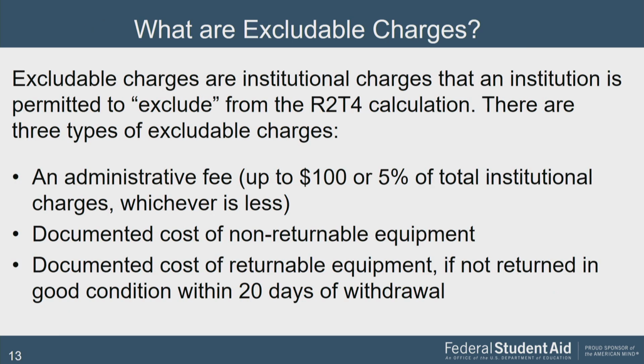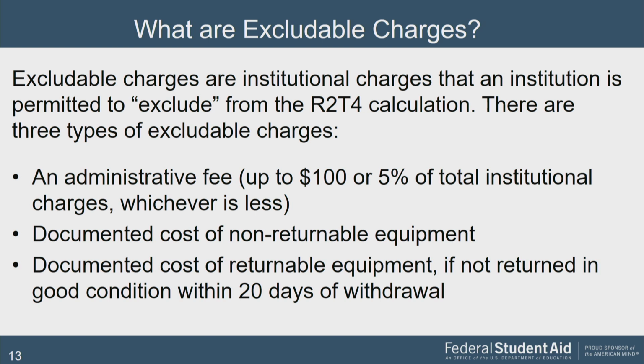So the final category, excludable charges. There are a very small number of things that we call excludable, and this actually only has application to the return of Title IV process. So excludable charges are charges that an institution can exclude from the R2T4 calculation, and there are really only three types of these. An administrative fee up to $100 or 5% of total institutional charges, whichever is less. The documented cost, and that's the cost of the institution, not the student, whatever it costs the school to purchase these materials, of non-returnable equipment, and the documented cost of returnable equipment if the student doesn't return it within 20 days of withdrawing.